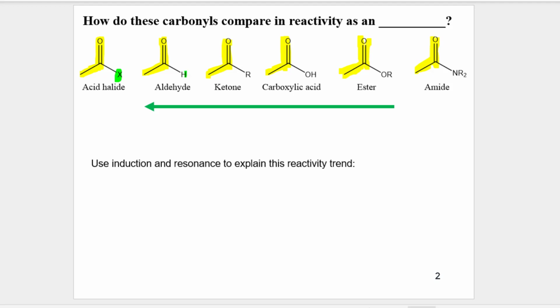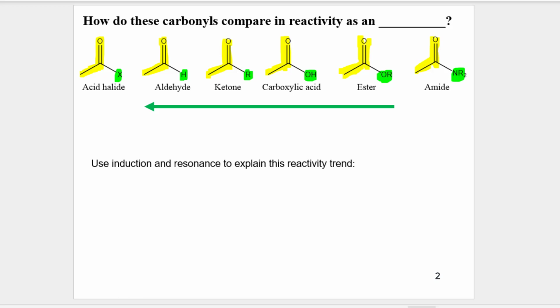An aldehyde has a hydrogen off the carbonyl. A ketone is flanked by two carbon groups. So it's got a carbon on the left, in which case I have a methyl, and on the right I added another R group, another carbon-based group. So that's a ketone. A carboxylic acid has an OH on one side, an ester has an OR, another carbon group, and an amide has a nitrogen in some substitution pattern. It could be hydrogens, it could be carbons off of it.